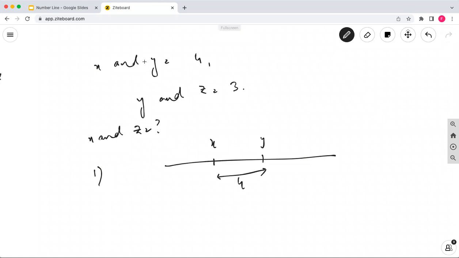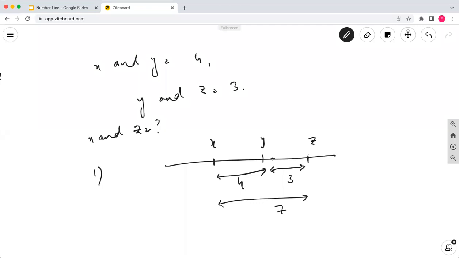And y and z is 3. Now the point is, I can take z in both directions. Either z could be on the right side of y or on the left side of y. If I take it on the right side of y, and the distance between y and z is 3, in that scenario, the distance between x and z will be 7.